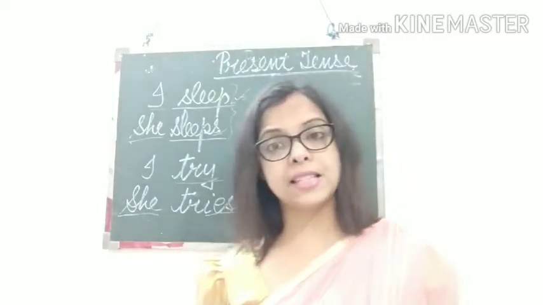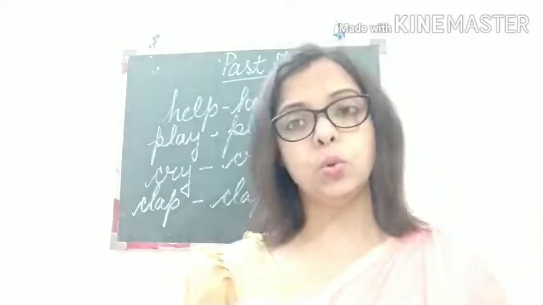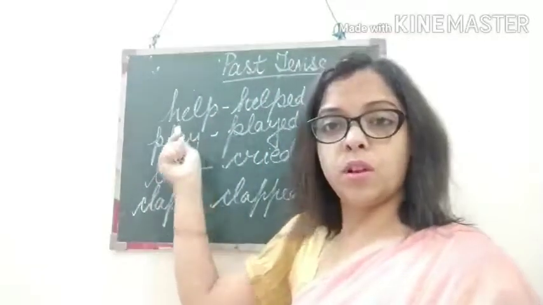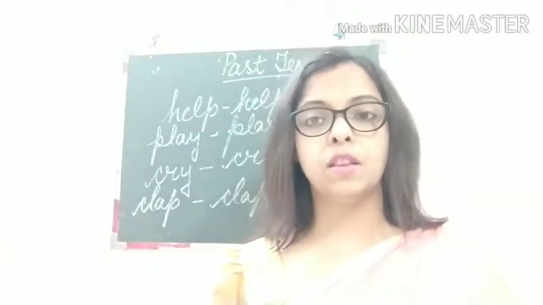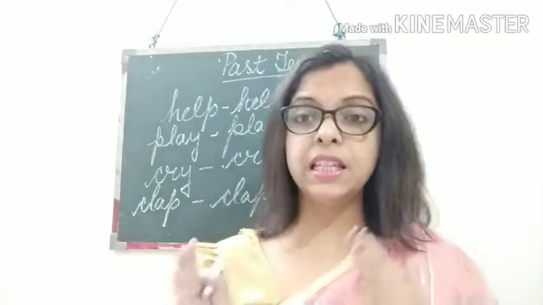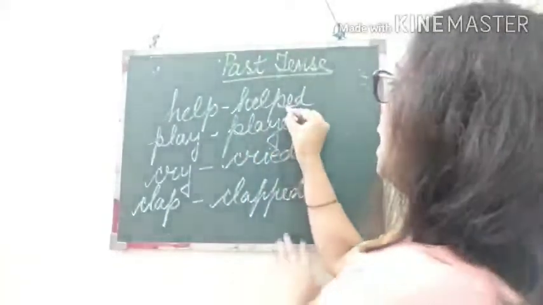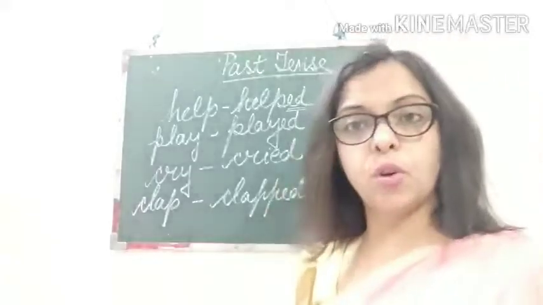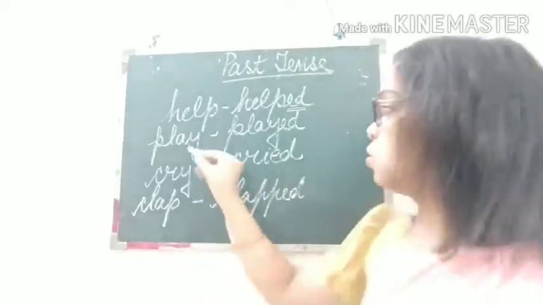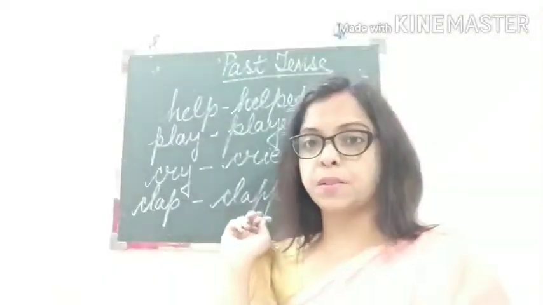Now what about past tense? In past tense we usually add ed to the last letter of the word. See how. Help. I help her. Now if we have to make it past tense, I helped her, meaning ed will be added to the basic form of the verb. So help becomes helped by adding ed. Now see, I played yesterday. So play, we add just ed to the verb and it becomes the past tense.